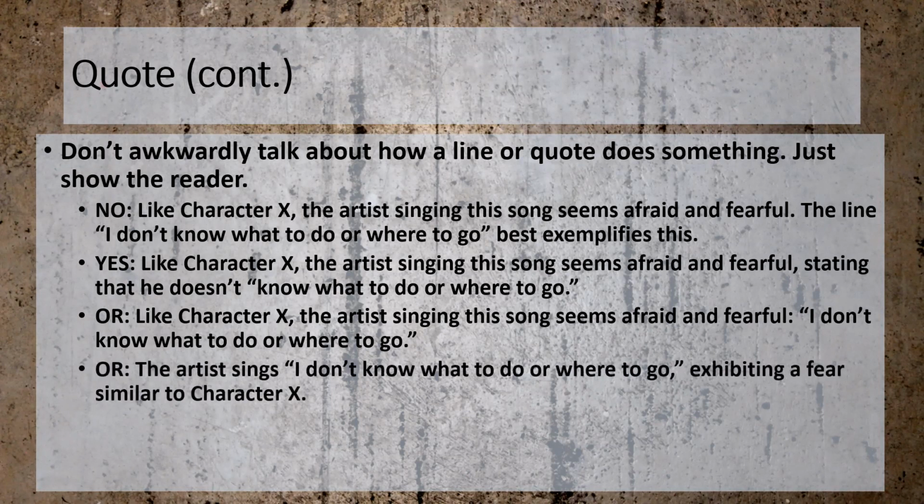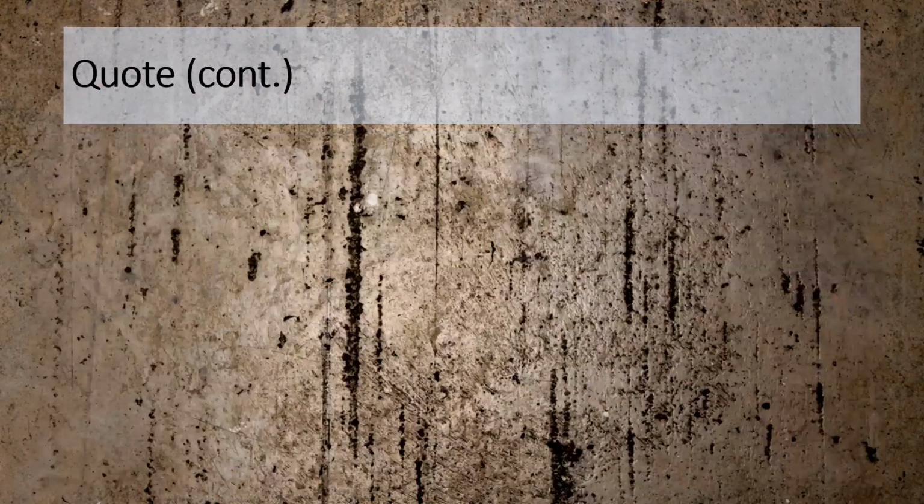Here's another option. The artist sings, "I don't know what to do or where to go," exhibiting a fear similar to character X. So notice again, we're not talking about what the line does. We're talking about the artist or the singer or the narrator or the character. Again, even if a character isn't speaking and you're reading a text, there is some kind of narrator or voice or author to the text. Don't talk about what lines and quotes do.